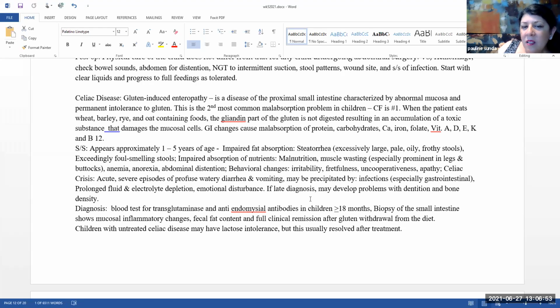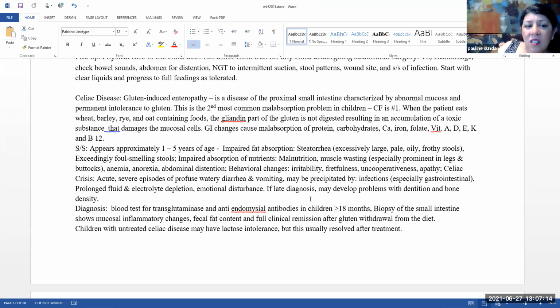They have an impaired absorption of nutrients, so they have malnutrition, muscle wasting, which is especially prominent in the legs and the buttocks, anemia, anorexia, abdominal distension. Behavioral changes may occur like irritability, fretfulness, uncooperativeness, and apathy.